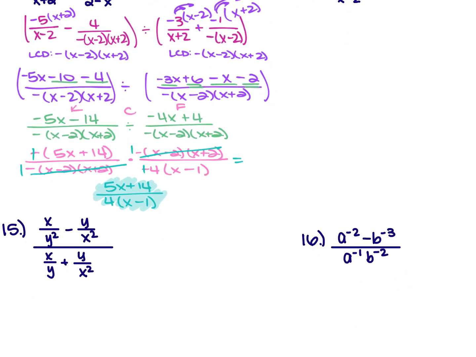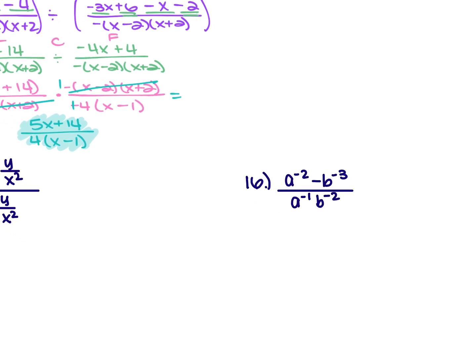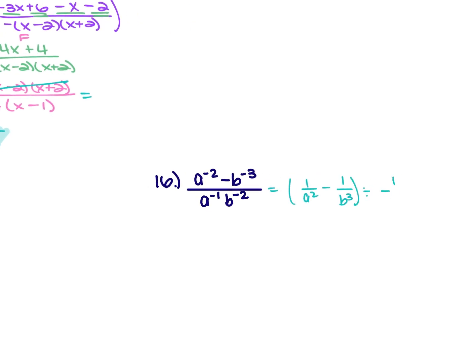If you look at number 16, though, you have a to the negative second power minus b to the negative third power all over a to the negative first power, b to the negative second power. We're going to rewrite this as a division problem, but at the same time, we're going to simplify those negative powers. Remember, those negative powers take the reciprocal of the term, only the term that they are attached to. So this is going to become 1 over a squared minus 1 over b cubed divided by 1 over a b squared.